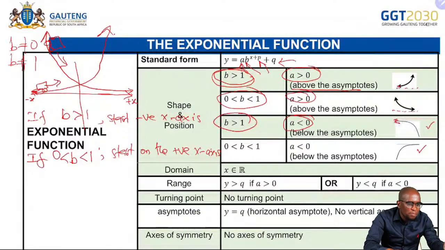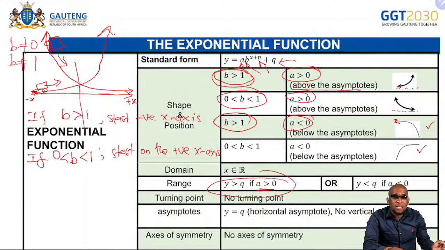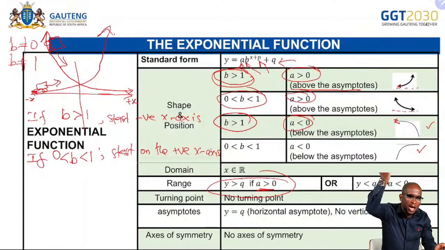But A, remember, A tells you whether you start above or below the asymptote. That's very, very important. Now the range: this graph is defined above the asymptote. If A is positive, then the graph should lie above the asymptote.